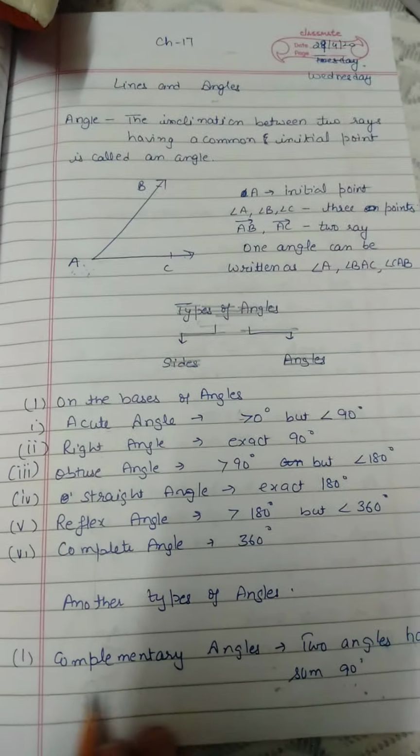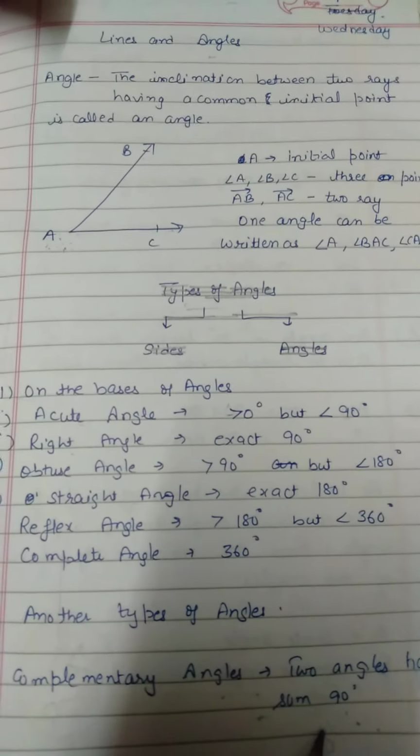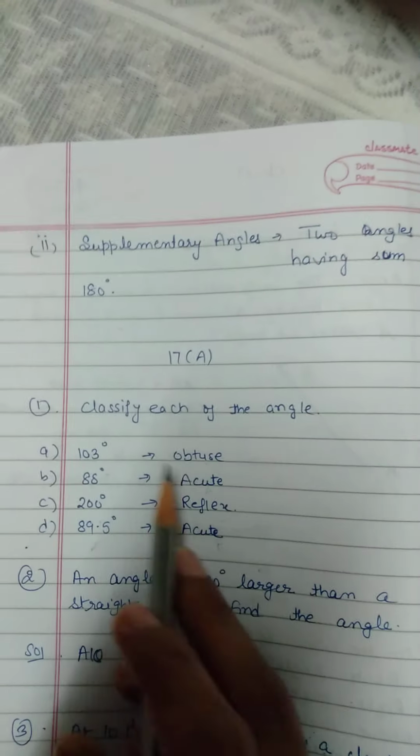Okay. Also we have complementary angle. When the sum of two angles is 90 degree, then it is known as a complementary angle. When the sum of two angles is 180 degree, then it is known as a supplementary angle.